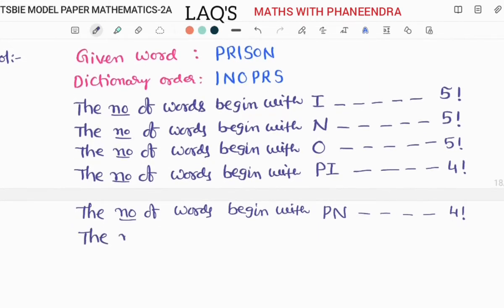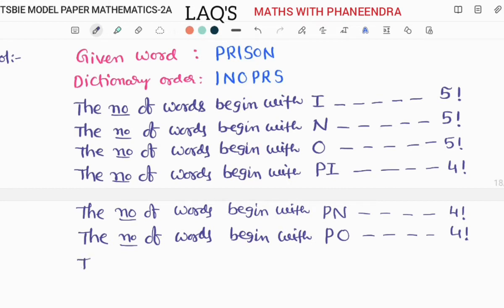Next, the number of words that begin with PO. The rest of the 4 letters can be arranged in 4 factorial ways. Next, it will be in the order PR only, no? PR is already there in the word. So with PR, again you can come to PRI. Even PRI is also there in the given word. So the words which begin with PRN, PRIN, PRI fixed, PRIN.